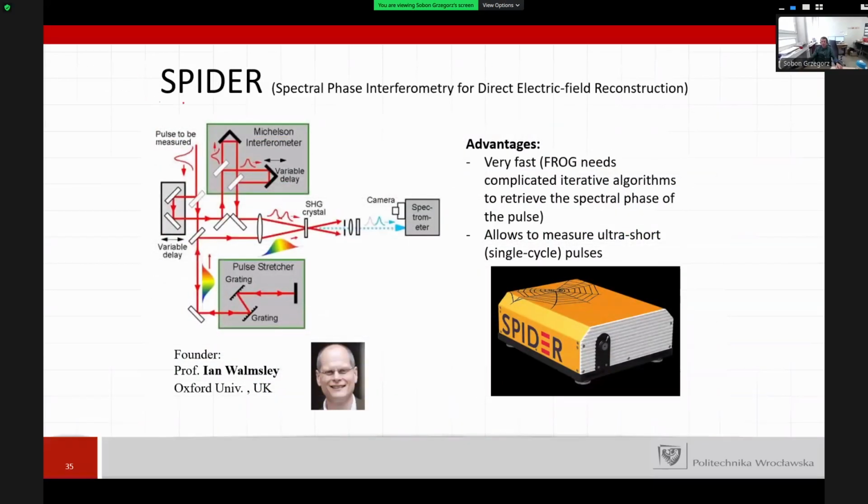Yeah, and the third device is the SPIDER. This is the spectral phase interferometry for direct field reconstruction. This is a more complicated device. However, it's much faster than the FROG, because the FROG needs some iterative algorithms to retrieve the shape of the pulse, but the SPIDER is kind of straightforward, so it's much faster. And it's also available as commercial devices that you can just put on the optical table and measure pulses.